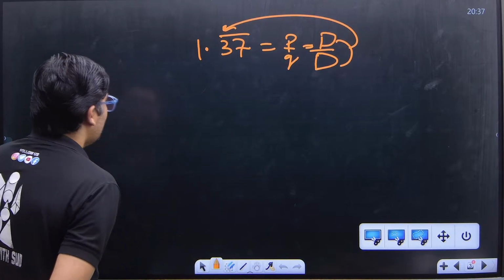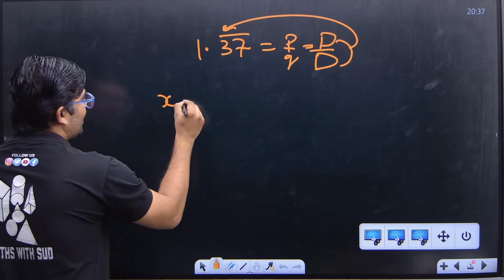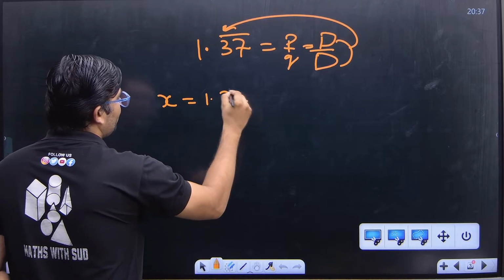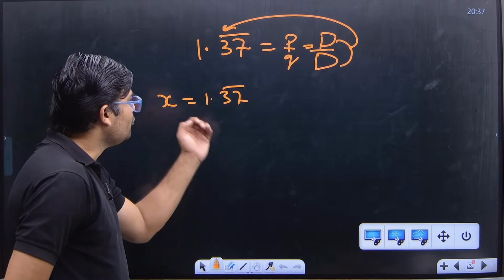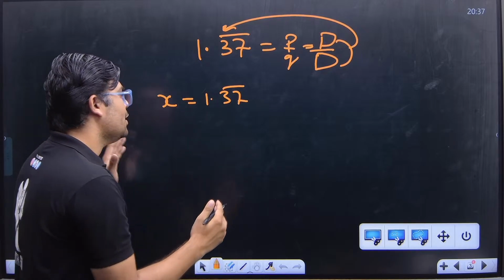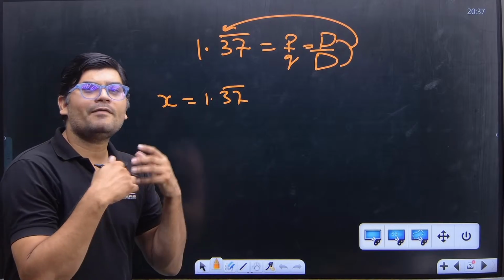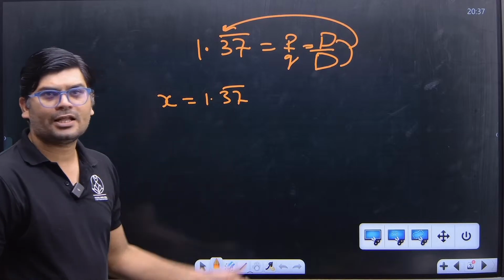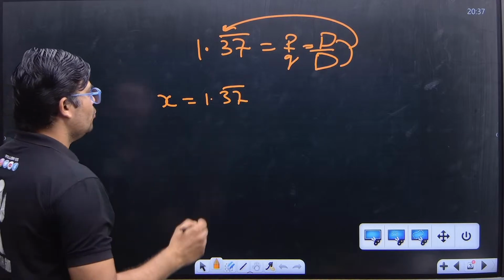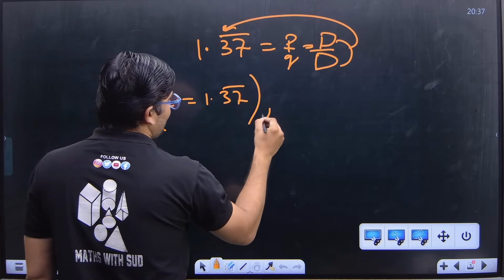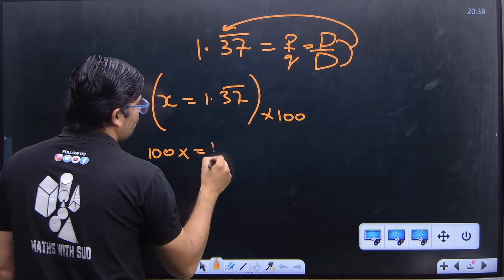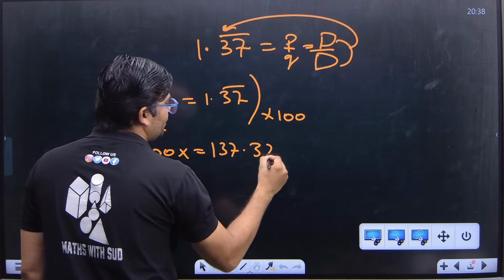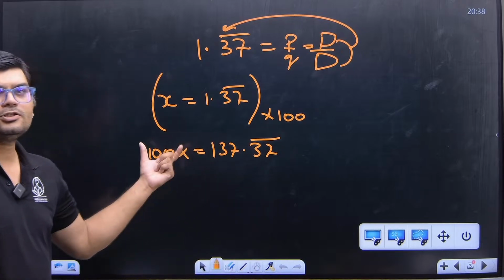So here is the game. You have to consider that number as x. What will you consider this number as? X. And then you have to multiply this whole equation by 10 to the power of the number of repeating decimals. How many repeating decimals are there? 2. So you will multiply this equation by 100. So you will have 100x is equal to 137.37 bar. You understood this part or not?